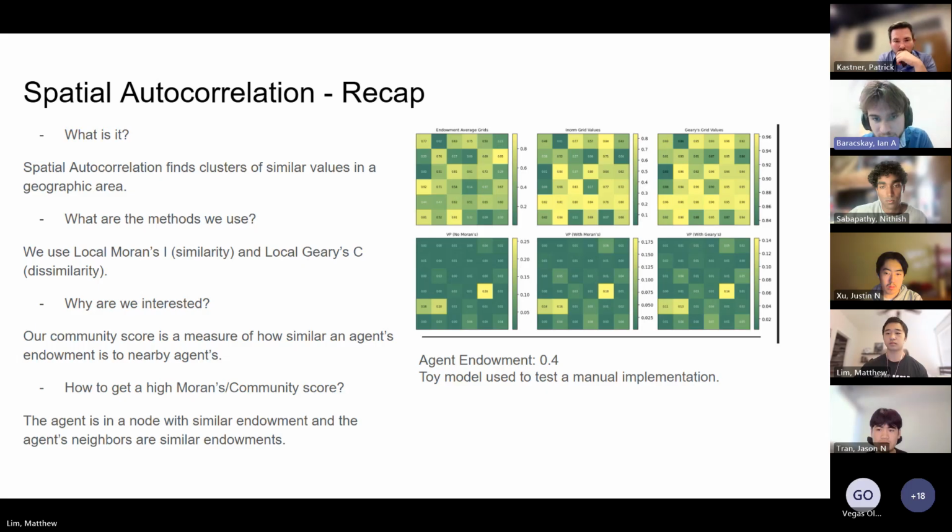So from the grid, the top left grid is the endowment average, and this is just from a toy model, with our agent having a 0.4 endowment, and the bottom row is the algorithm's visit probabilities, so how likely an agent is to like that. And you can see if you look through it, the nodes that are hot are the ones that have similar endowments and have neighbors that are similar as well.